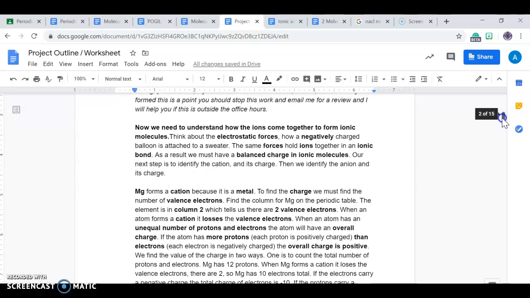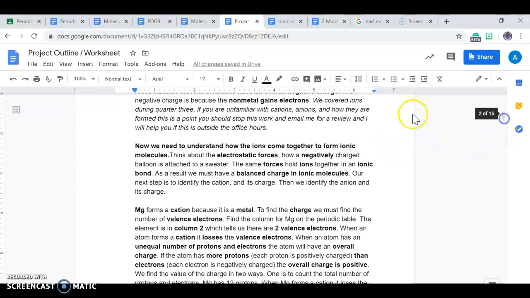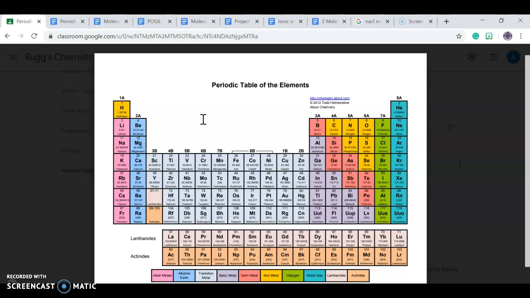All right. Remember, your cation is your metal, your anion is your non-metal. So it's going to walk you through figuring out the charge of each. So if I go to my periodic table just really quickly, you can figure it out by either counting up protons and electrons and figuring out the charge that way, or you can read the periodic table, which is our roadmap. So remember, first column, right?